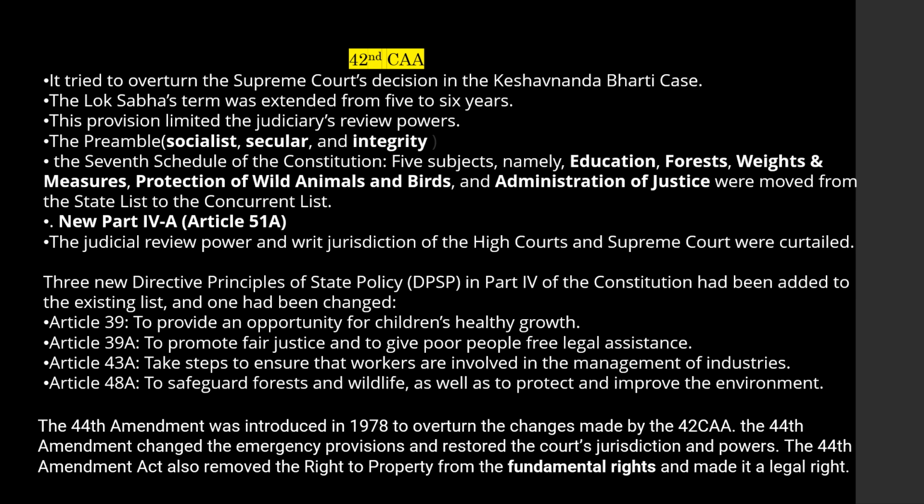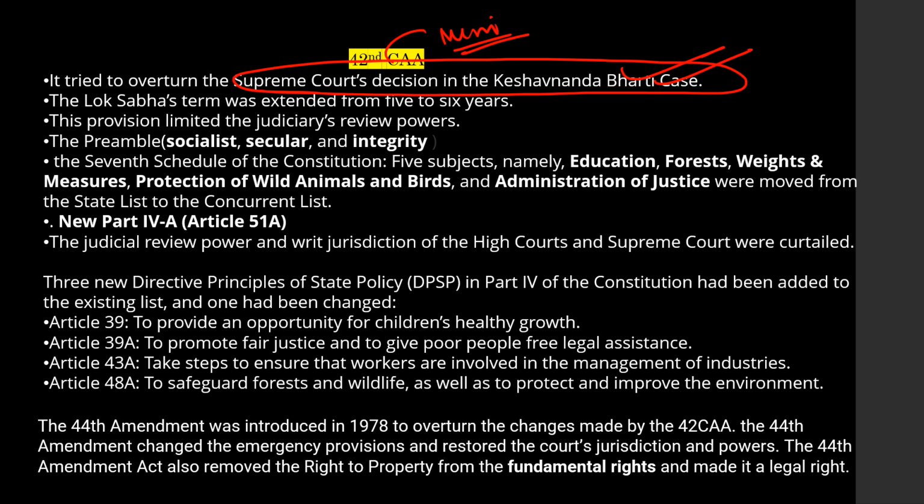So guys, you all know under this a lot of amendments were added, and that is why it is also said to be the mini constitution. This amendment was brought to overturn the Supreme Court's decision in the Keshavananda Bharati case. So wherever you read Keshavananda Bharati case, you have to read 42nd Amendment also. You can see here Lok Sabha's term was extended from 5 years to 6 years. Then the preamble was amended. 3 words, socialist, secular, integrity were added.